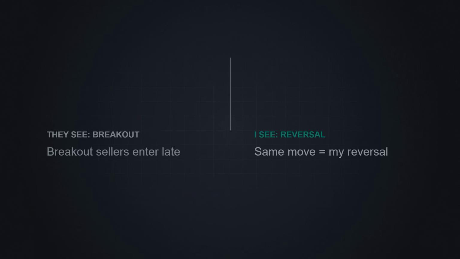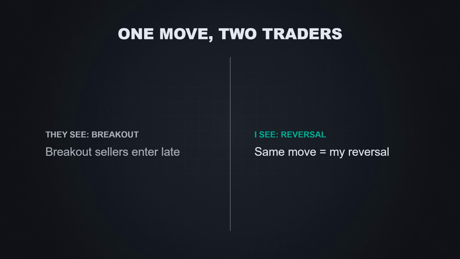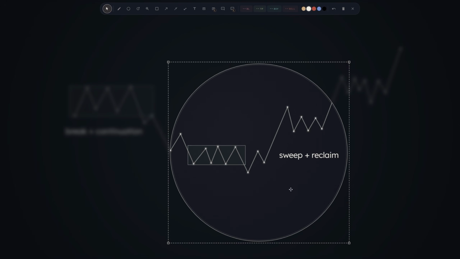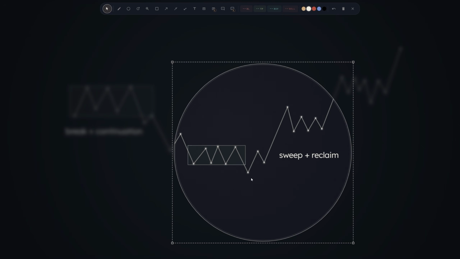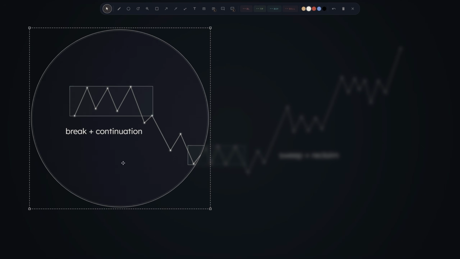This is my scalping edge. The same move that makes breakout sellers enter late is the move that gives me the reversal setup. This is called a liquidity sweep or a false break. In plain words, price breaks a level, grabs orders, and then comes back inside. If price sweeps below the previous hour low and closes back inside the box, I look for a long. If price breaks below and holds outside the box, I skip the reversal.